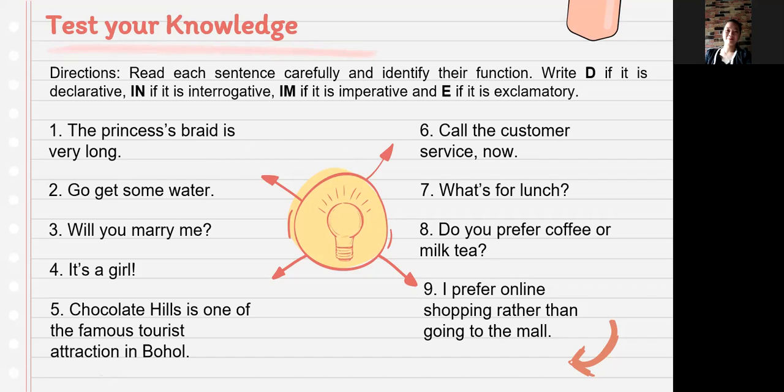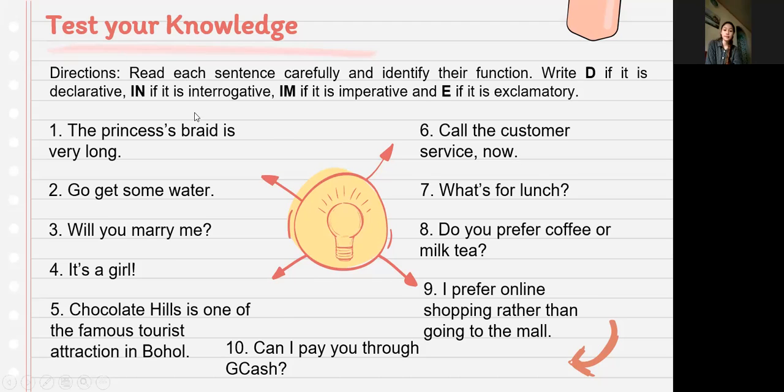And number nine is, I prefer online shopping rather than going to the mall. Ana de Oro, can you please answer? Miss, it is IN, interrogative. Yes, that's correct. That is interrogative. And number 10, can I pay you through GCash? Panibawan, can you please answer? IN, interrogative.